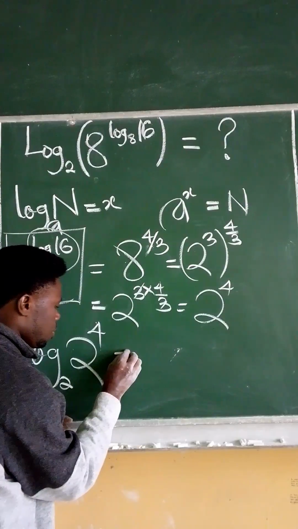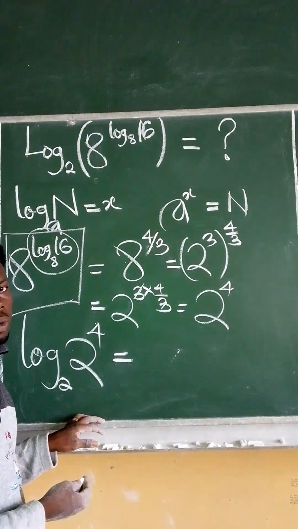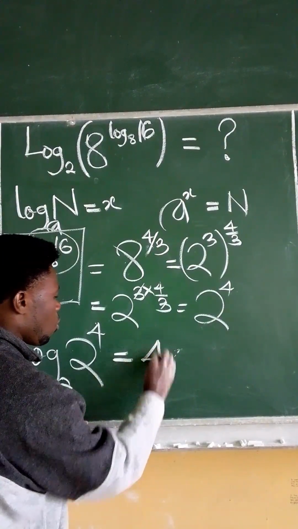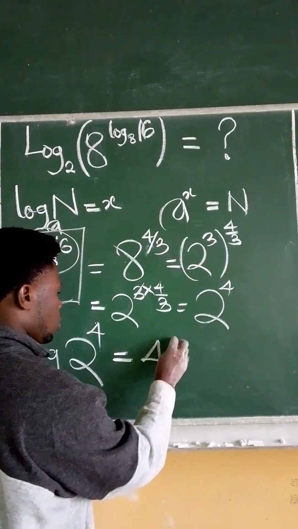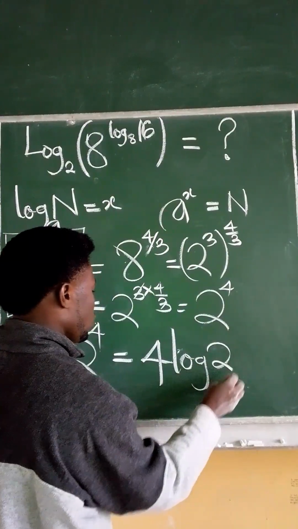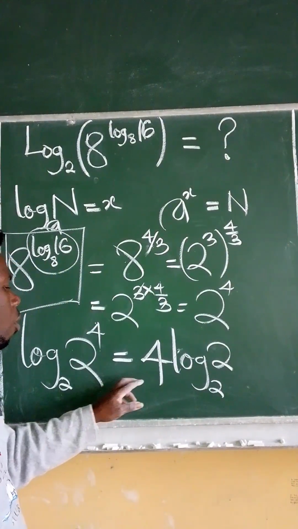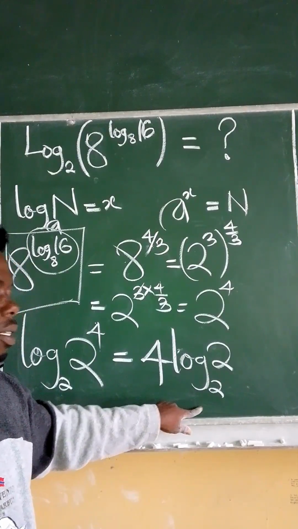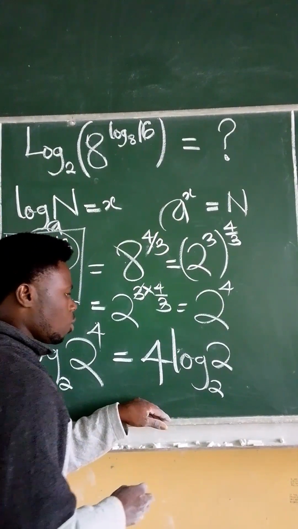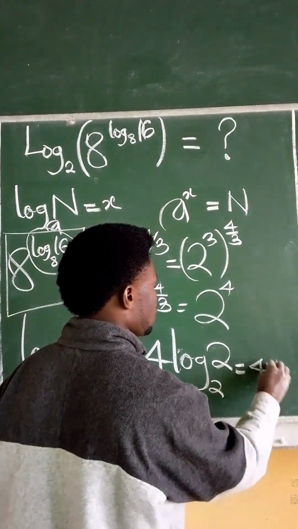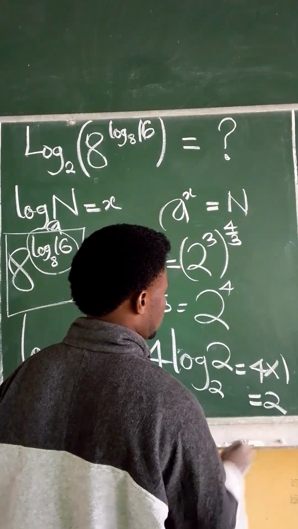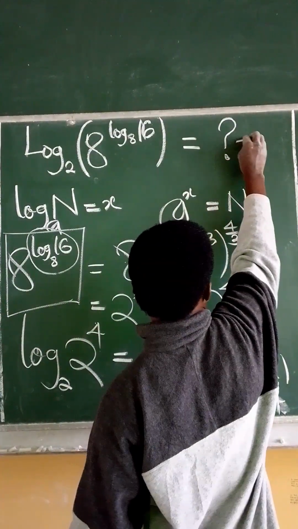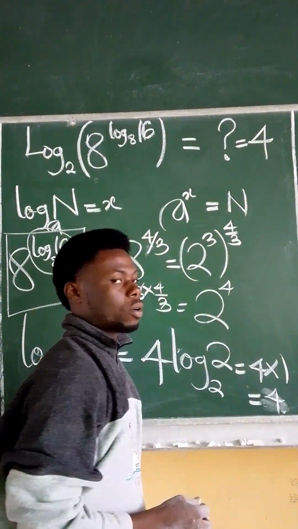Now in logarithm, the power of the log is always used to multiply the logarithm itself. So 4 becomes the coefficient of the log 2 in base 2: 4 log 2 in base 2. Logarithm in its own base is equal to 1. That is one of the log rules. So we have 4 times 1, which equals 4. So the answer to this question is 4, which is the correct answer.